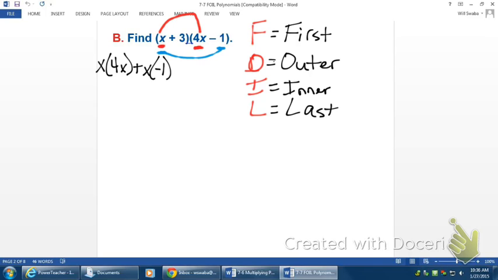The I stands for inner. And of course, they're the innermost terms. So that would be 3 and 4x. They are the innermost terms. Okay, so I'm going to multiply these also. Plus 3 times 4x.